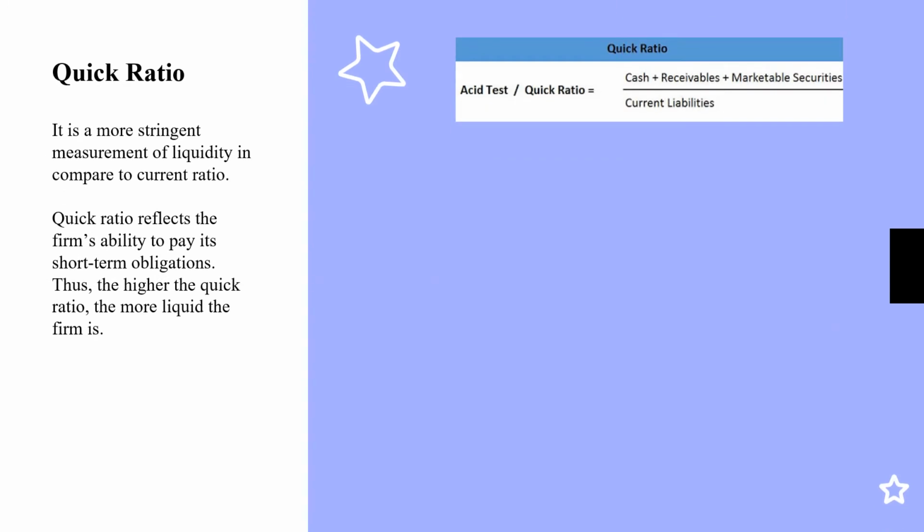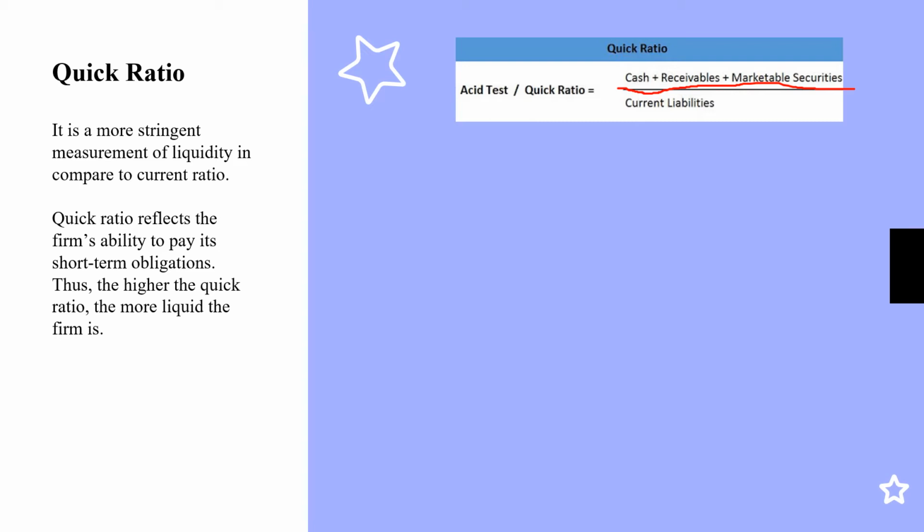Next, we have the quick ratio, another ratio under liquidity. It is a more stringent measurement of liquidity in comparison to the current ratio. So if we are going to compare this to the current ratio, mas stringent, mas strict yung computation natin dito. Because kung mapapansin nyo, sa ating formula, wala na dito si inventories. So we only have here the cash, then the receivables, and the marketable securities. Then, divided pa rin sa current liabilities. So it reflects the firm's ability to pay its short-term obligations. Ganun pa rin ang ibig sabihin, the higher the quick ratio, the more liquid the firm is.